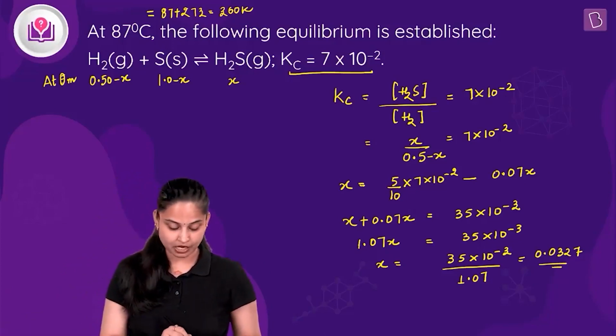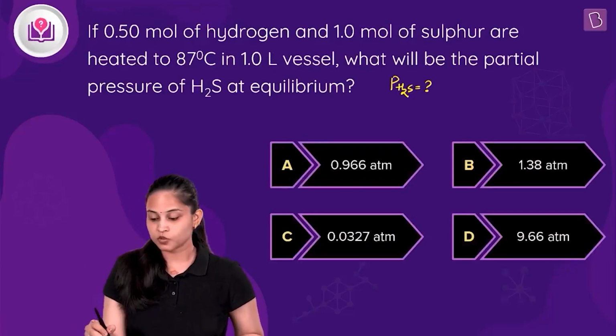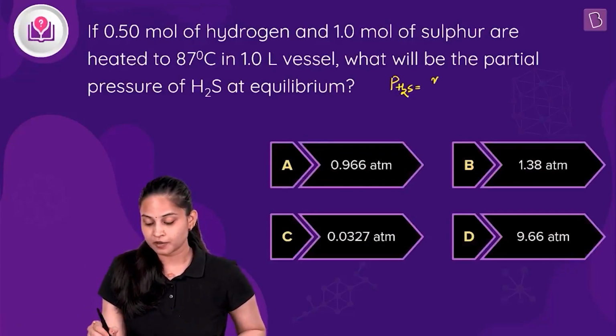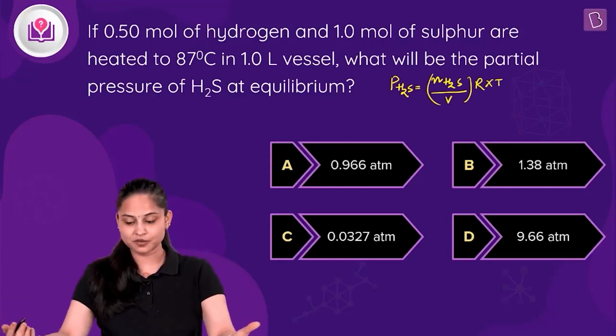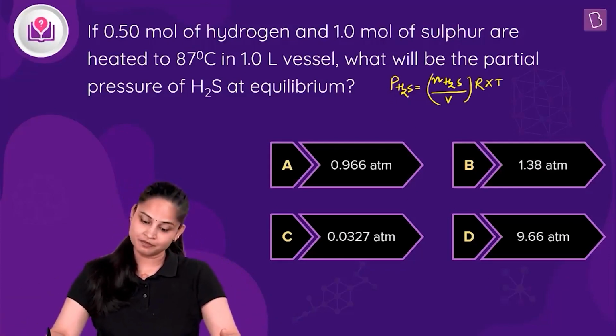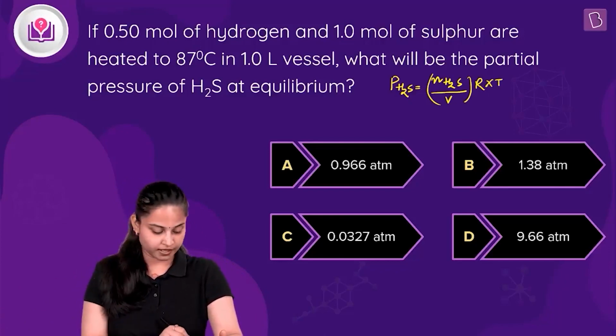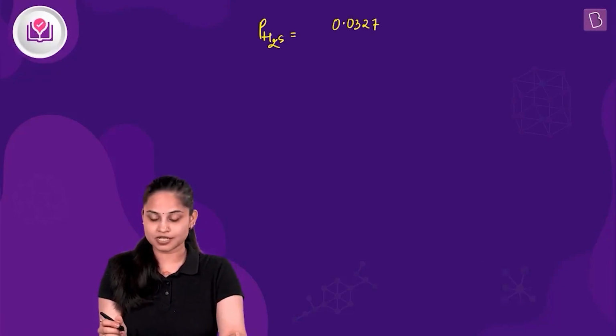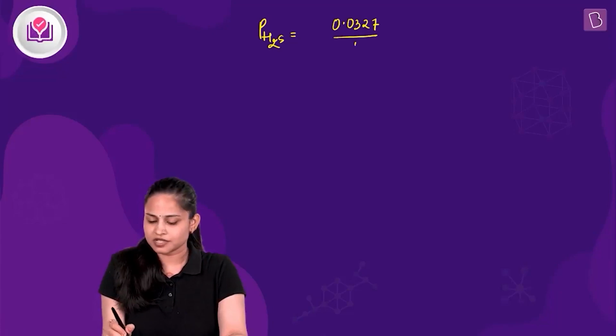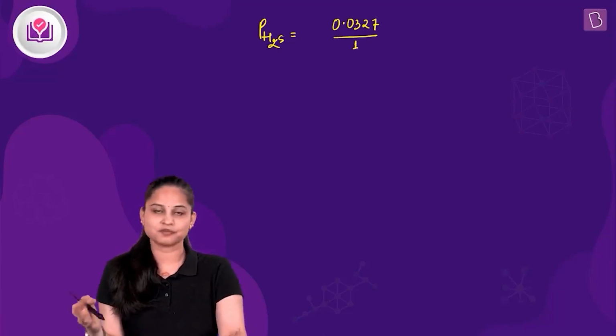Now if I want to calculate the partial pressure of H2S gas, it will be equal to the number of moles of H2S gas divided by V volume multiplied by R into T, because we know that pressure is equal to N by V into R into T. Substitute the values. So the partial pressure of H2S gas equals the number of moles of H2S gas, which is 0.0327, divided by volume V, which is 1 liter. Hardly matters, because it's 1.